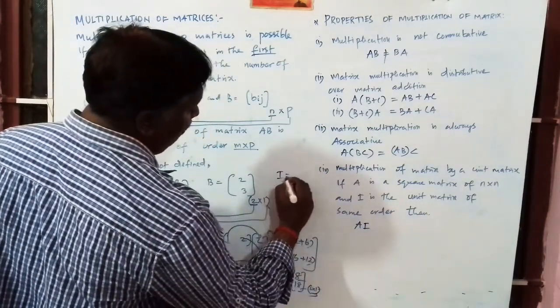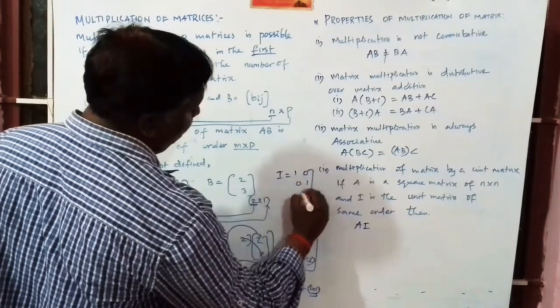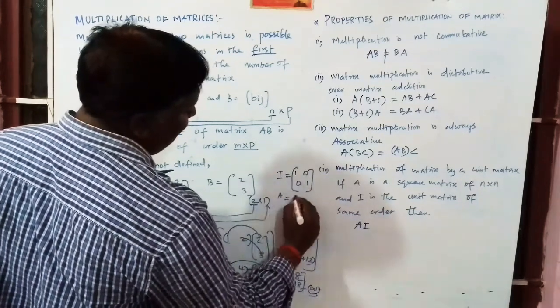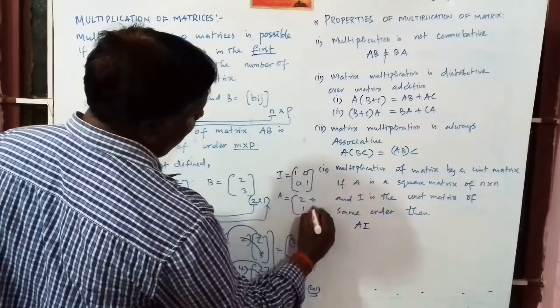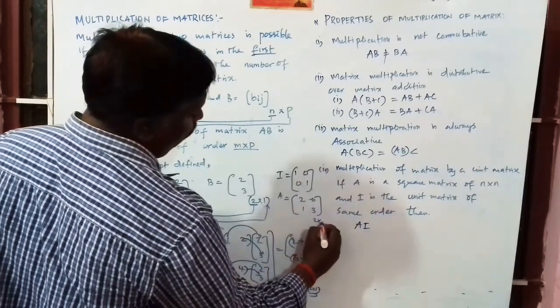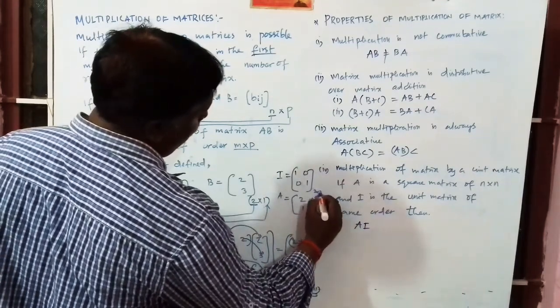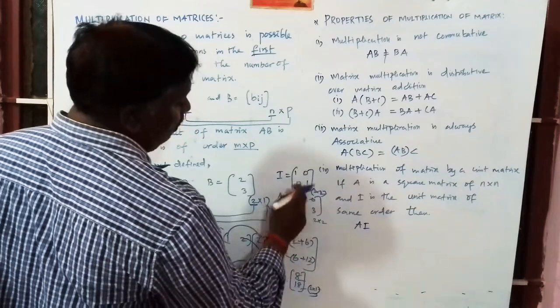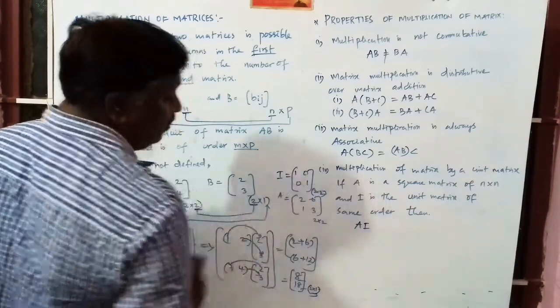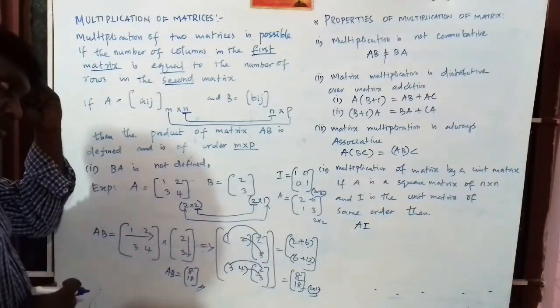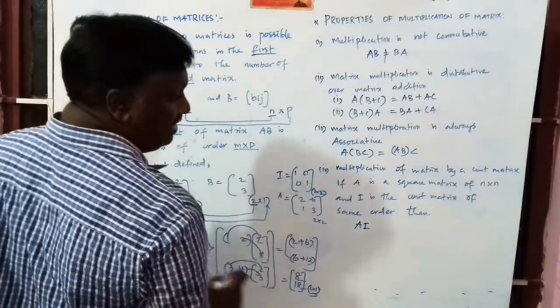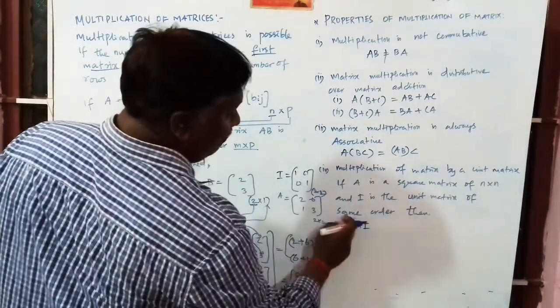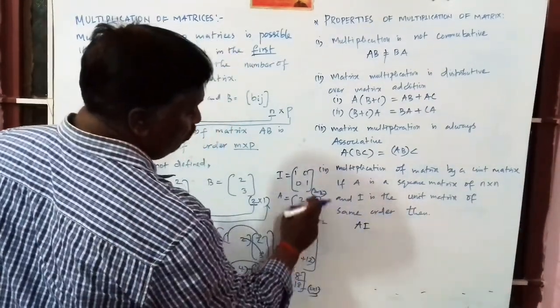A unit matrix means I equals [1 0; 0 1]. Let us consider A equal to any 2 by 2 matrix, [2 0; 1 3]. The order is 2 by 2. I is the unit matrix, [1 0; 0 1], and A equal to [2 0; 1 3] is a 2 by 2 square matrix. I is the unit matrix of the same order, 2 by 2.